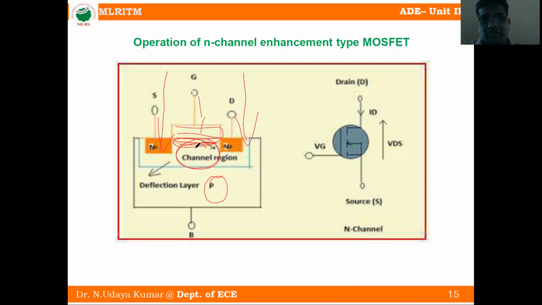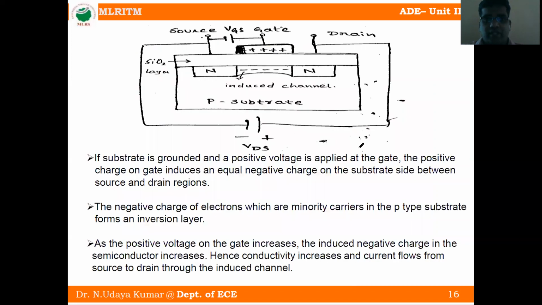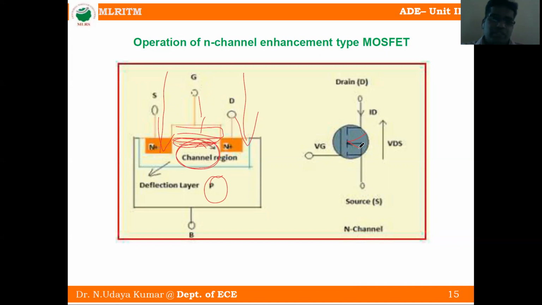This is the N channel because the conventional current direction is into the bar. So this is called the N channel enhancement MOSFET. This is similar for the P channel also. What do you mean by P channel enhancement? The substrate is N here. Instead of P, we are using N. Instead of N plus, we are using P plus. That is the main difference between N channel and P channel.